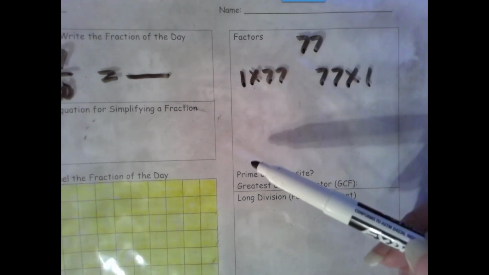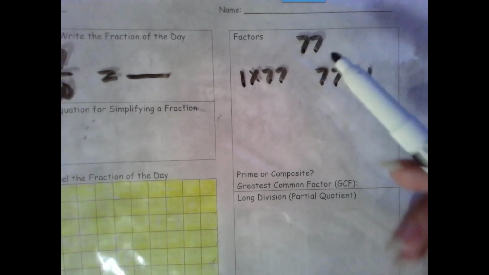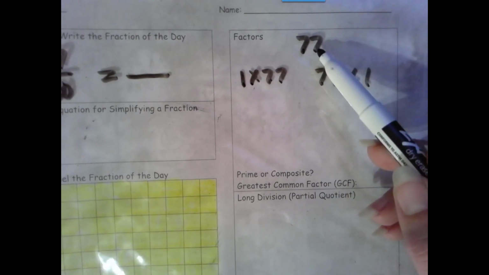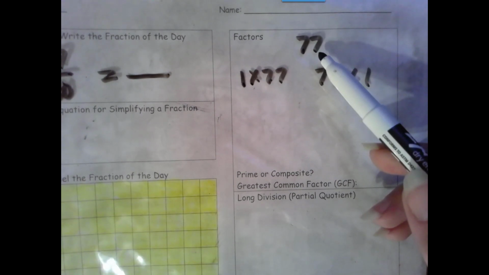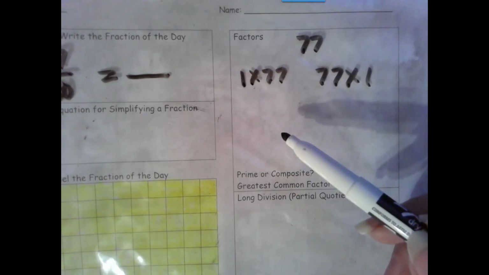So in order after 1 is 2. The rule for 2 is that it ends in an even number. 7 is odd, so 2 is not a factor. And if 2 is not a factor, no even number will be a factor. So I just need to check odd numbers.